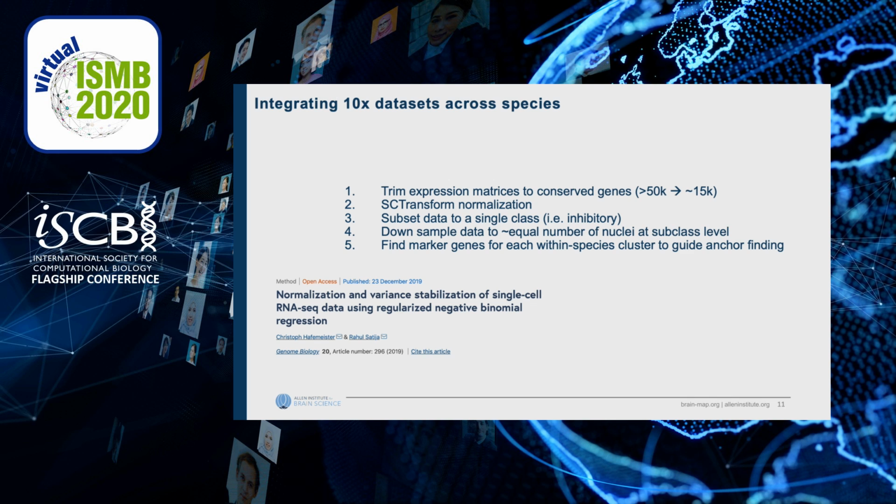So I found that downsampling the data to have roughly the same number of nuclei across species at the subclass level really helped. And so, for instance, for the glial integration, human and mouse both had a few hundred oligodendrocytes in the integration instead of mouse having tens of thousands.